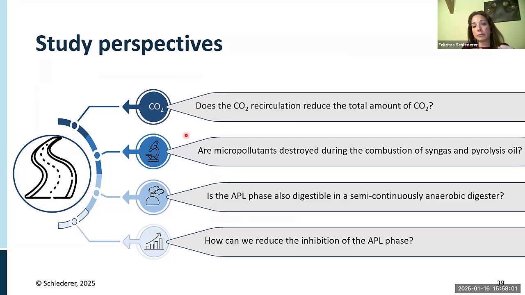And as a future perspective, adding CO2 into the pyrolysis process is really interesting. We should make a CO2 balance around it and see if we are able to reduce the total CO2, which could be interesting for carbon credits. Furthermore, for future analyses, we need results for micropollutants in syngas and pyrolysis oil after combustion, after we send it to the thermal oxidizer, to see what kind of treatment steps are needed. And finally, for the APL fraction, we have to run semi-continuous anaerobic digester tests and also see possibilities to reduce the inhibition of the APL phase at the beginning.